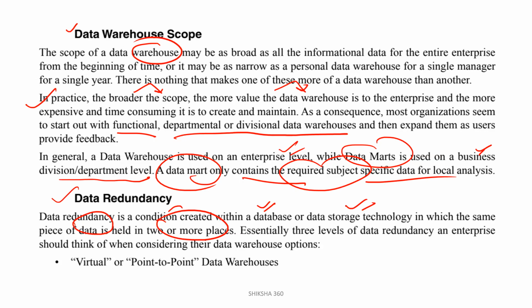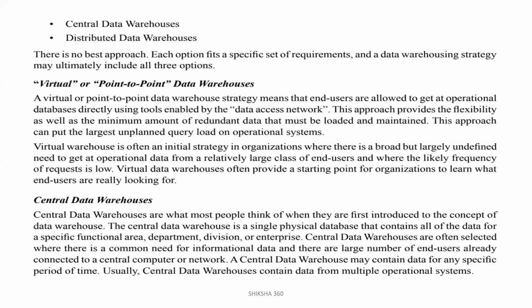Essentially, there are three levels of data redundancy an enterprise should think of when considering its data warehouse options. First, virtual or point-to-point data warehouses. Second, central data warehouses. Third, distributed data warehouses.